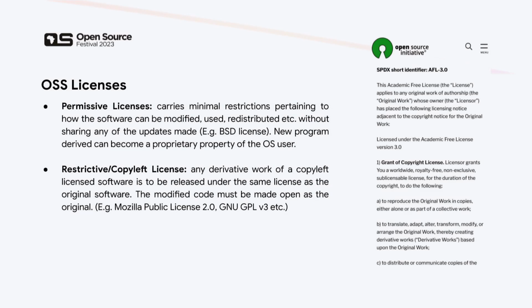Next slide, please. Great. So we have two types of open source licenses. We have the permissive license, which carries minimal restrictions. You can take the code, store it for your own use, modify it, and you're not obliged to put out your finished work. You're not obliged to open source your finished work, right?